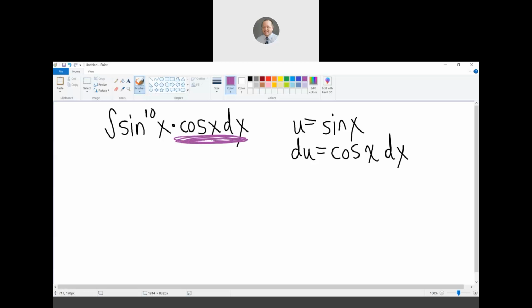What I just underlined in purple is our du. The sine of x is actually our u, and it's being raised to the 10th power. Now we can easily find the antiderivative by undoing the power rule. So this will become u to the 11th power over 11 plus c.